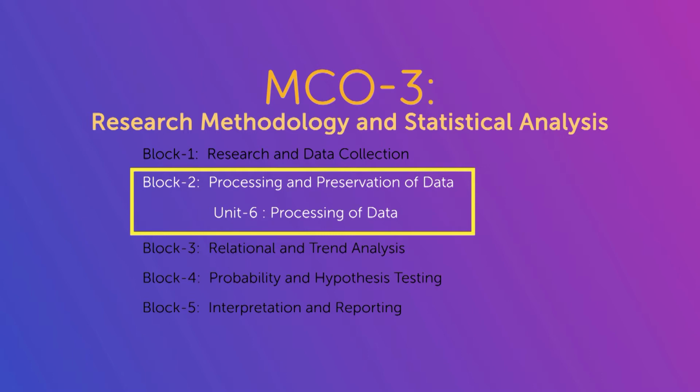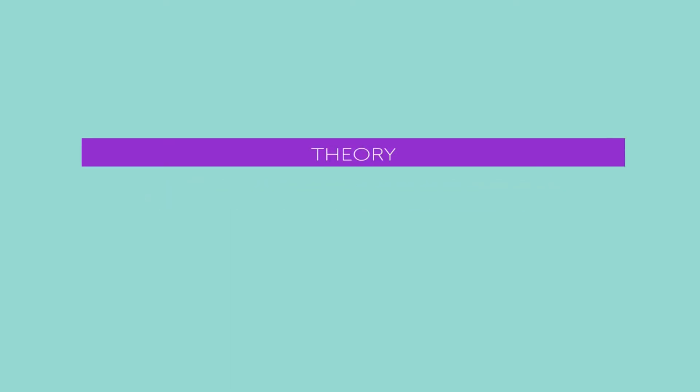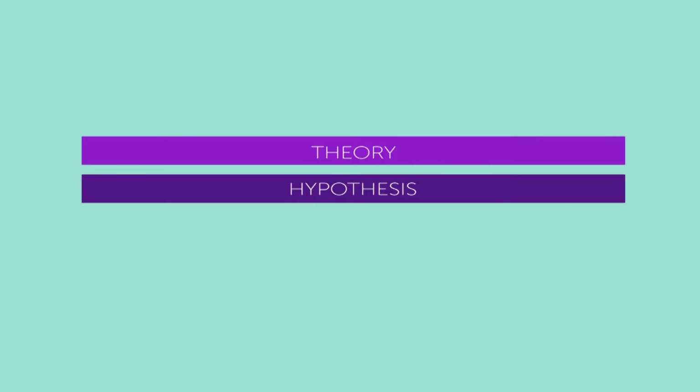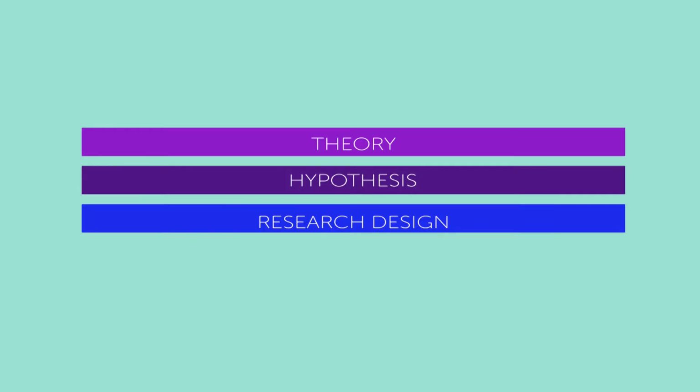As far as this block is concerned, we have certain chapters, certain units which are going to talk about certain parameters, but today's session revolves around the processing of data. If you go into the depth of it, you will find that data processing is very important, because the steps in quantitative research start with the theory, then you have the hypothesis. We have already had an elaborate session on what the hypothesis is, how the alternate hypothesis differs from the null hypothesis, and when we are going to accept or reject the hypothesis. Now the third part is the research design, that is, how we are going to design our research.